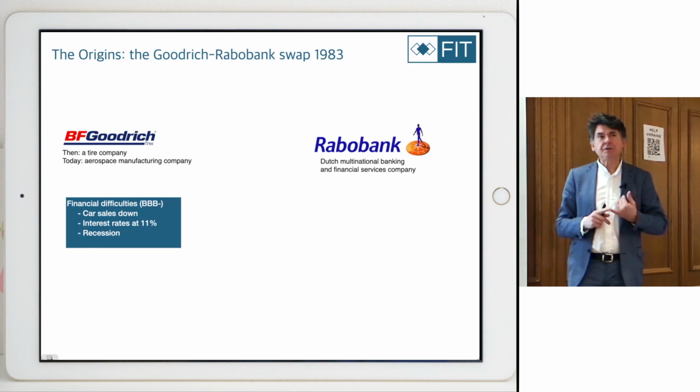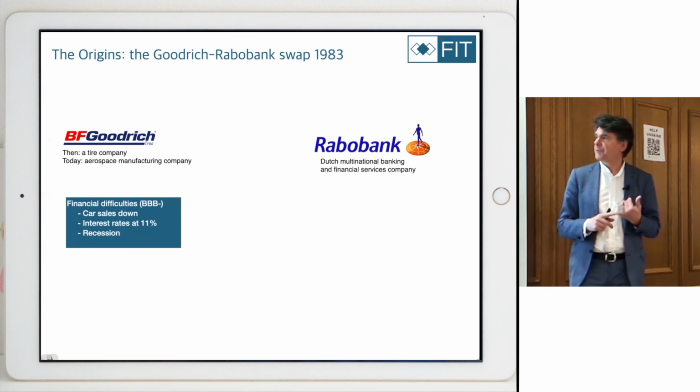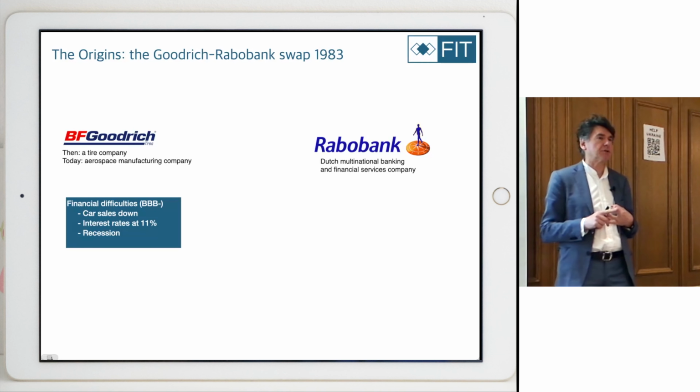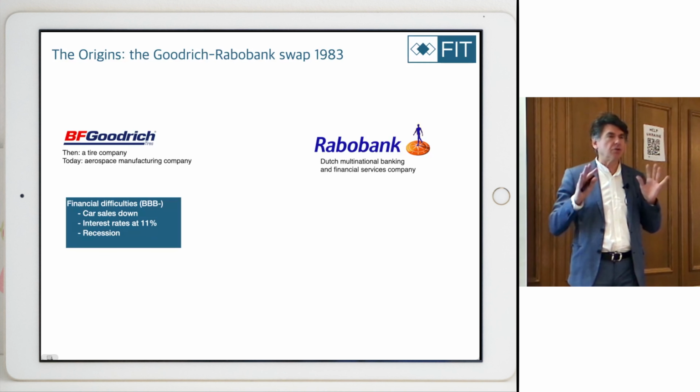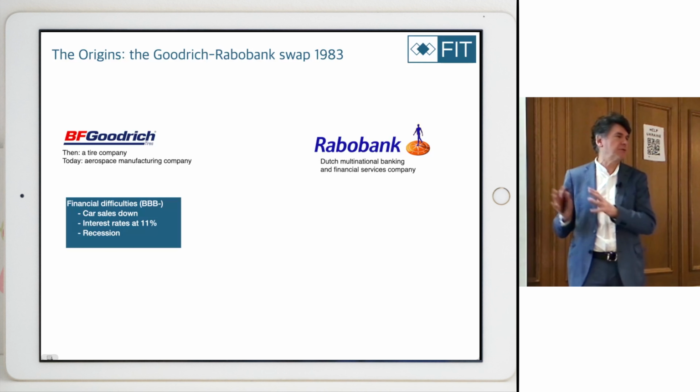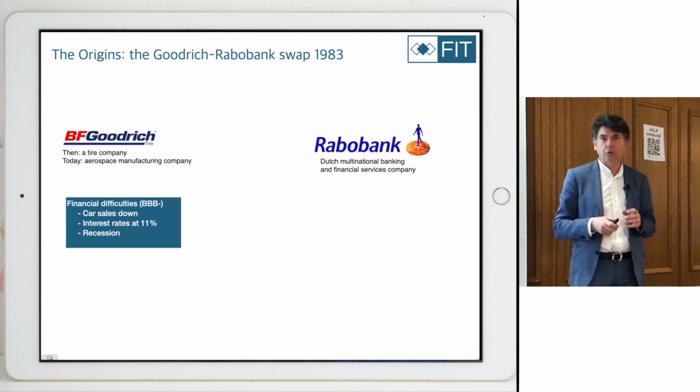So this is the situation in 1983. Cars not being sold, and as it's going to be relevant for us, interest rates at 11% and a recession. I need you to understand these things. Don't just wait for the formula to find your comfort. You have to get comfortable with these things. You have to understand what we're talking about. Okay? Are you understanding this?